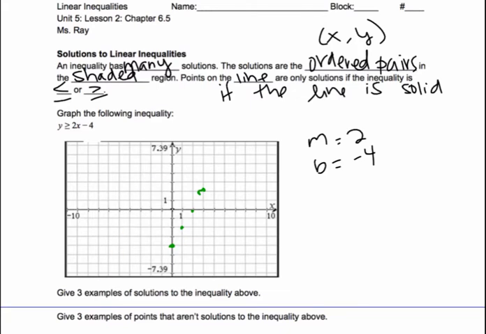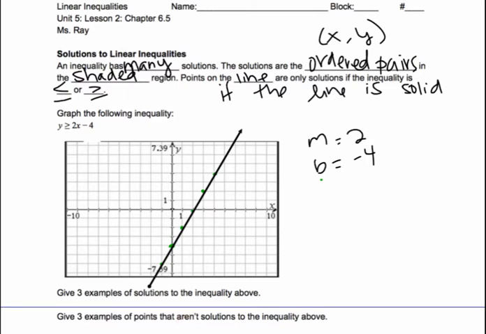up 2 over 1, up 2 over 1, and down 2 over 1. Okay, that's good enough. Now I need to draw my boundary line. My boundary line is going to be solid because of that equal to. So let me get my solid line here. Remember, your line needs to go through the coordinate plane. All right, so there is my boundary line.